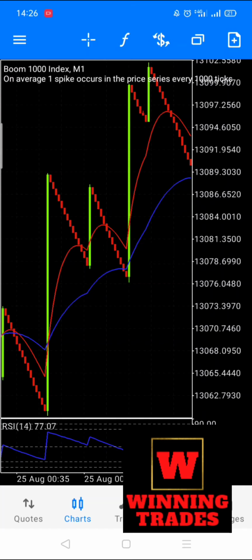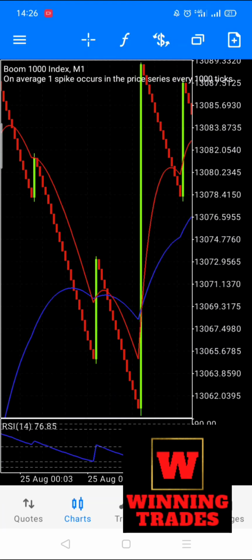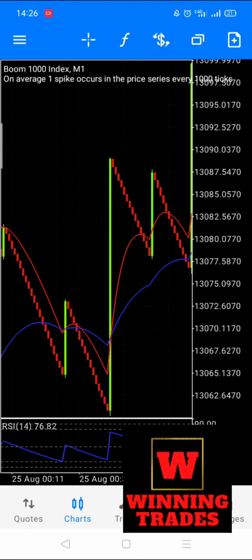It comes back to the 13 EMA. You put your buy. It comes down to the 50 EMA. You put another buy. What do you get? It goes up in your favor and you're in good profit up there, guys. So this is how the strategy works. It works for the Boom 500, Boom 300, Boom 1000, as you can see it. Now let's go over to Crash, guys.